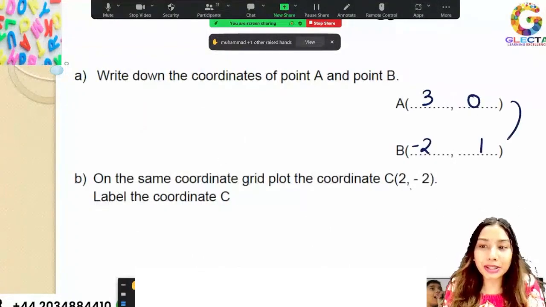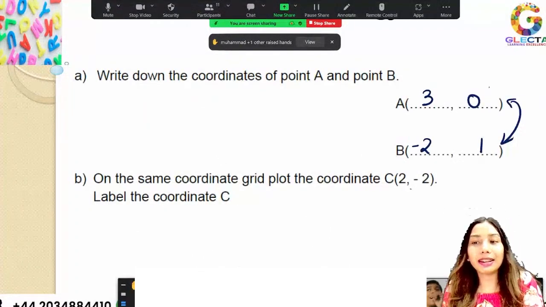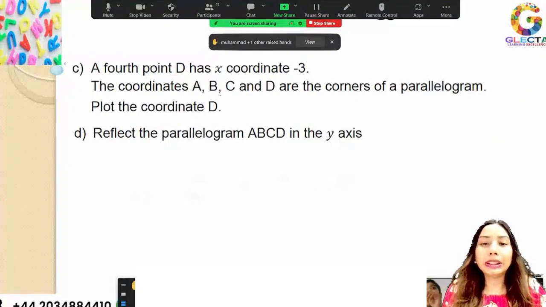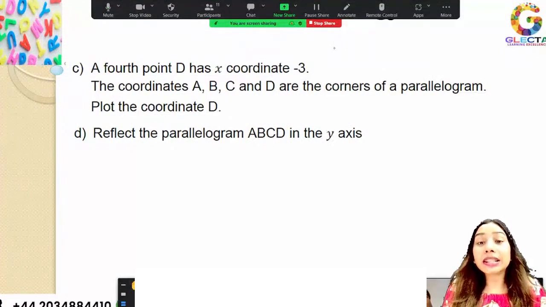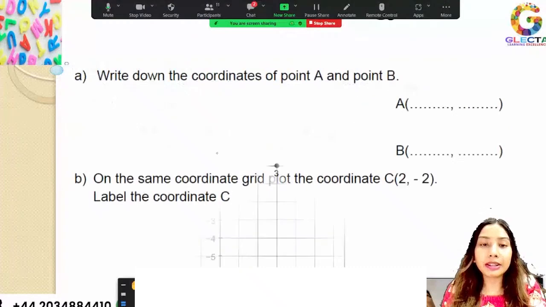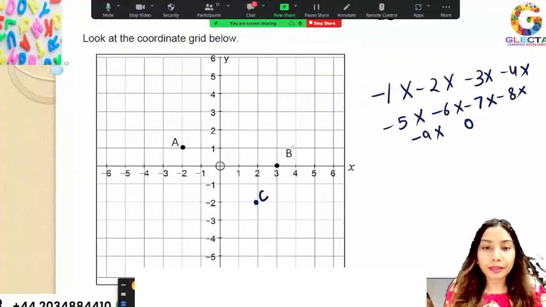I just swapped the numbers. I just rewrite it, okay? It's just this. Within some minutes. Okay? So the x coordinate is minus 3. What would be the other coordinate? As you see, this is 2 units, right? So this would be the coordinate, right?